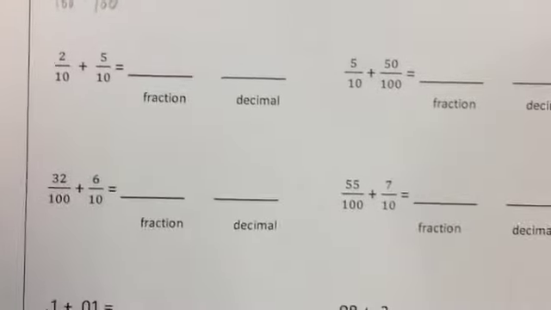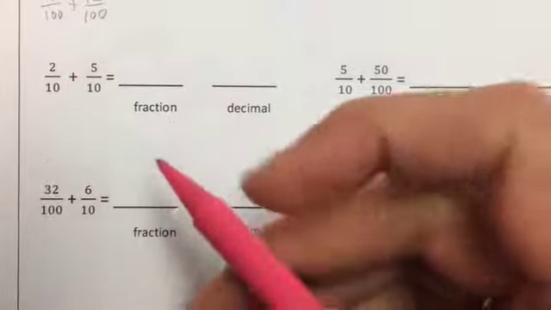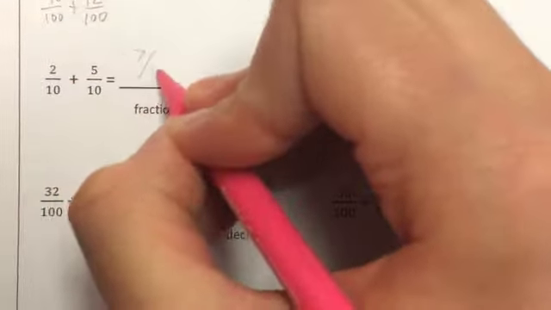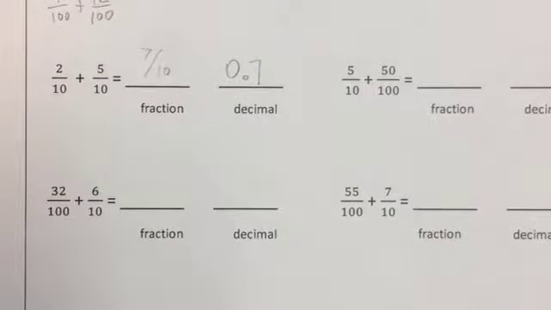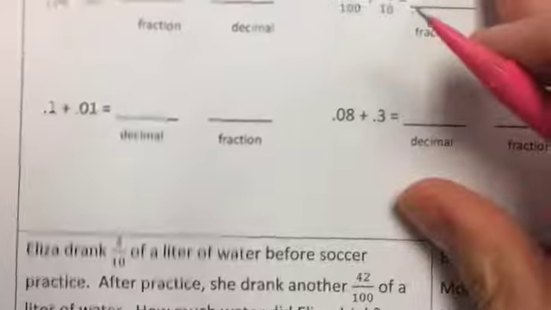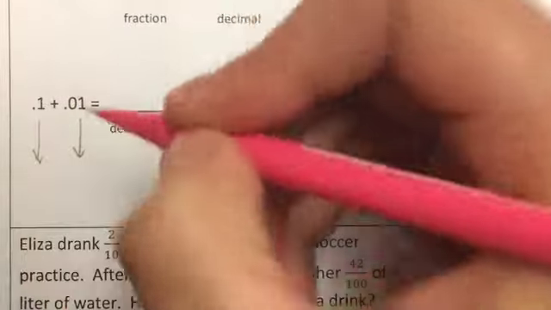Now some of the problems that the kids did had the same denominators, which is something that we've done before. 2/10 plus 5/10 is 7/10. I write it as a decimal, 0.7. Some of the problems also were related to decimals. They were already decimals. So we changed these into fractions.